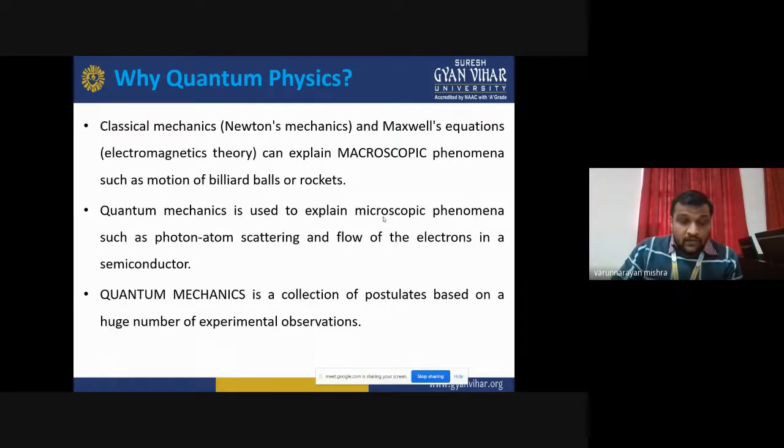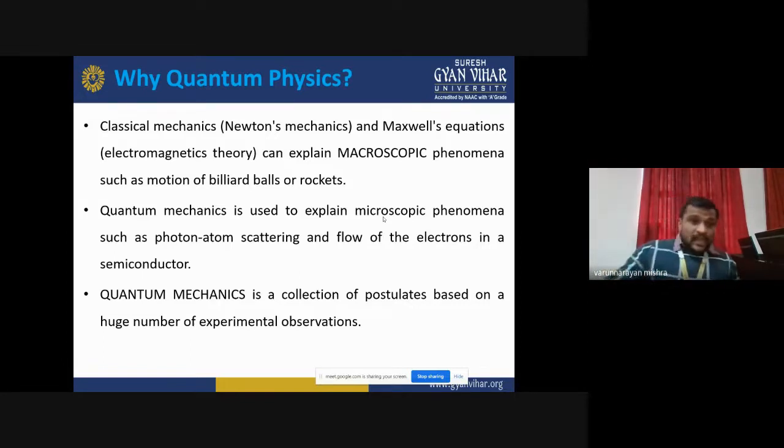But if we want to study microscopic phenomena such as photon or atom scattering, because light also has particle nature, there is a particle known as the photon. So to study microscopic phenomena, we need a different branch of physics known as quantum mechanics or quantum physics. Quantum mechanics is a collection of different theories and postulates based on a huge number of experiments by de Broglie, Heisenberg, and other scientists.